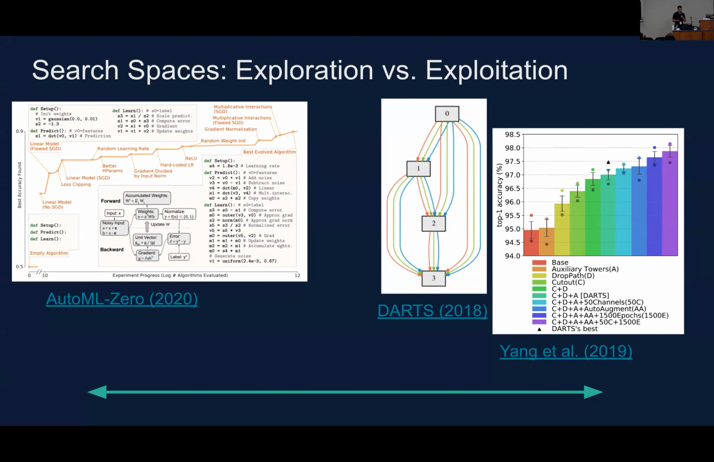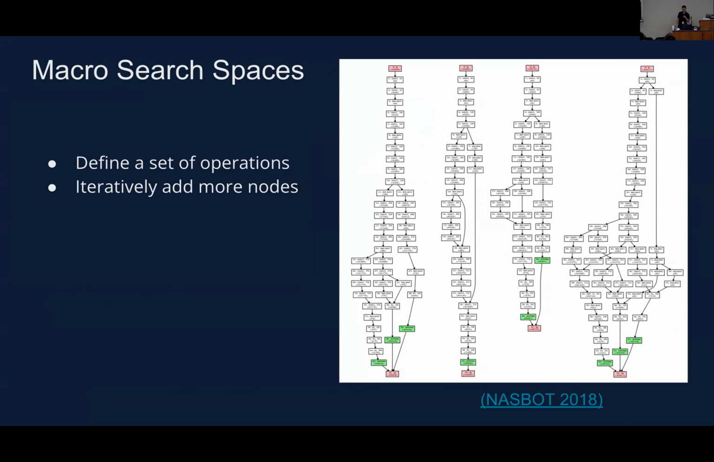Okay, so this is the gist of search space design. Now I'll go over three of the most common types of search spaces. First, I have macro search spaces. These are, in some sense, the simplest, the ones with the least constraints. Typically, what we do is define a set of operations that we want, like convolution, pooling, or something like that. And then we allow our algorithm to iteratively add more and more operations in a chain, or maybe add some skip connections, or add some more complex topology.